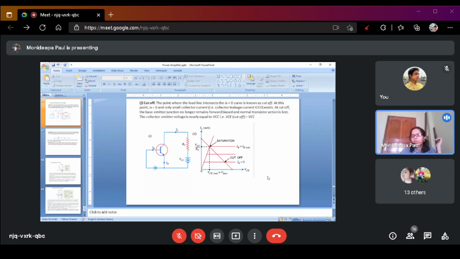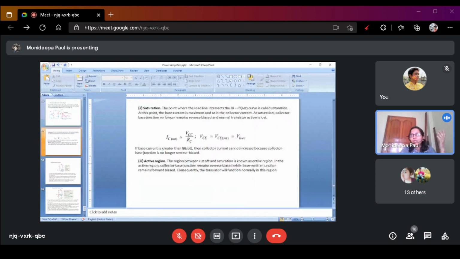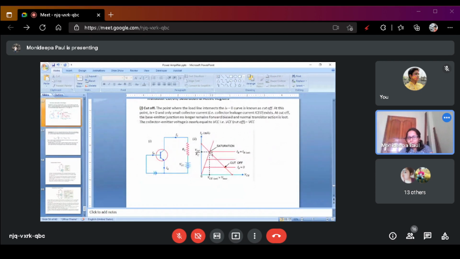Actual condition, we get this point and this point, we consider the ideal transistor, but in a practical transistor, this point is the cutoff and this point is the saturation. And what is the active region? The region between cutoff and saturation is known as the active region. That means in between, for any value of base current, we get the collector current. If we change the base current in this region, collector current is also changing. So this is the active region of the transistor.